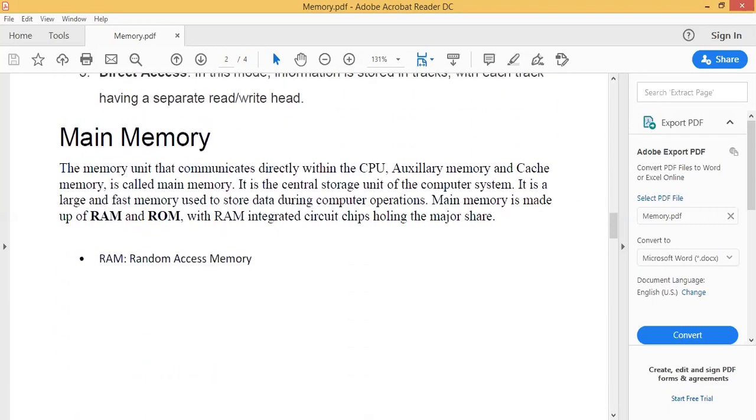Next is main memory. The memory unit that communicates directly with the CPU, auxiliary memory and cache memory is called main memory. It is the central storage unit of the computer system, and it is a large and fast memory used to store data during computer operations. Main memory is generally made up of RAM and ROM, and RAM integrated circuit chips hold the major share.